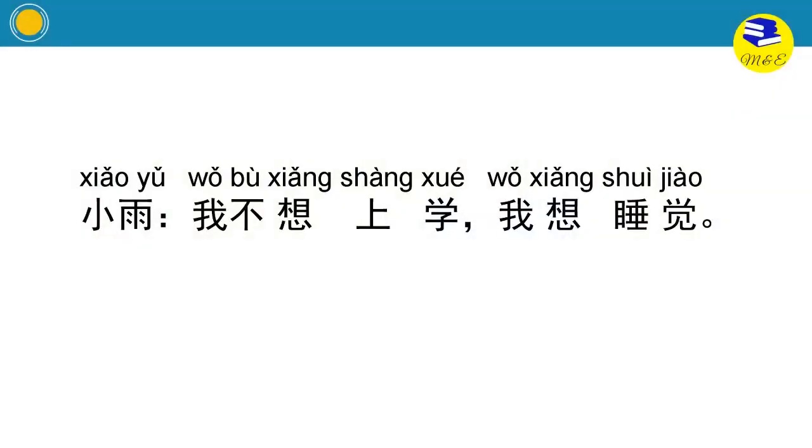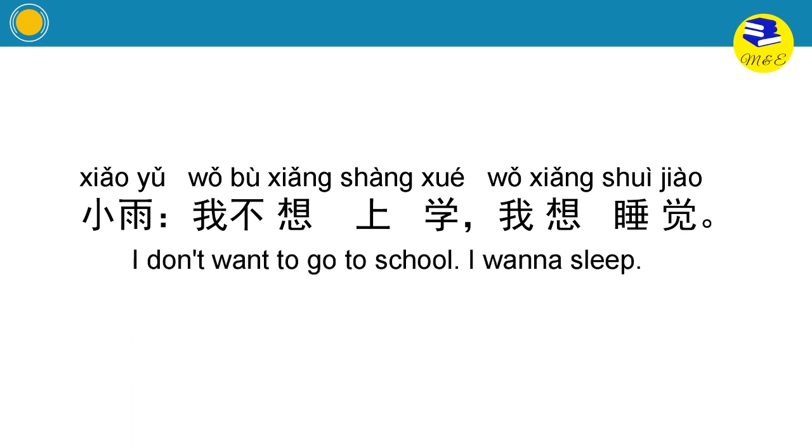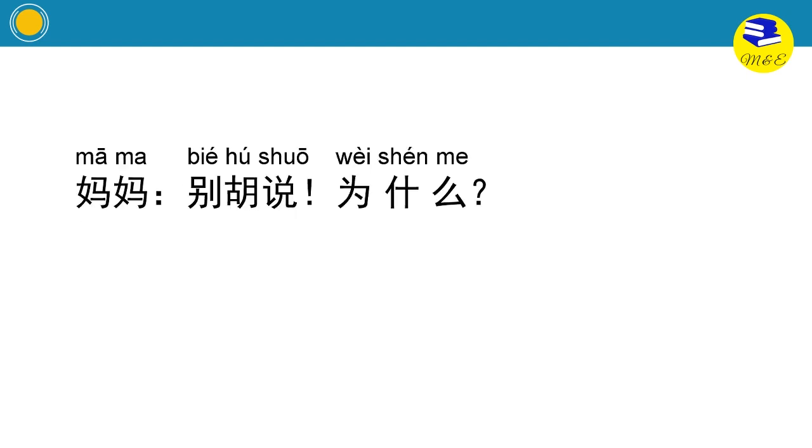Okay, guys, now we will explain it sentence by sentence. The first sentence is said by 小雨. He said, 我不想上学，我想睡觉. That's pretty easy for me. He just said, I don't want to go to school. I want to sleep. And that's a normal thing. Yes, every kid dreams about it, right? Yeah. So let's see what's next.